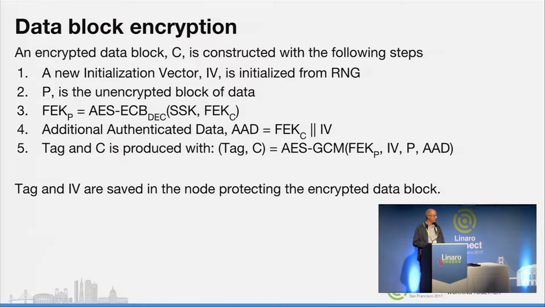And so what we feed into AES GCM is the plaintext and AAD, and out we get a tag, which is stored in the node in this tree I showed earlier, and the encrypted data is stored as a separate block. The IV is also stored in the block, of course, to be able to decrypt.